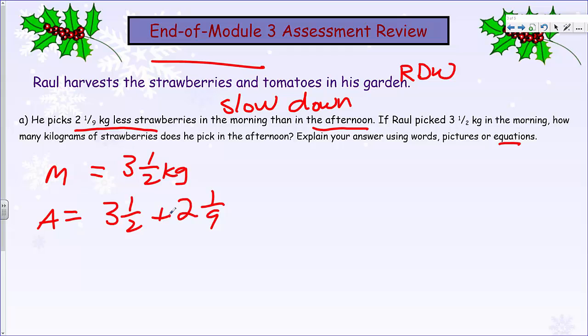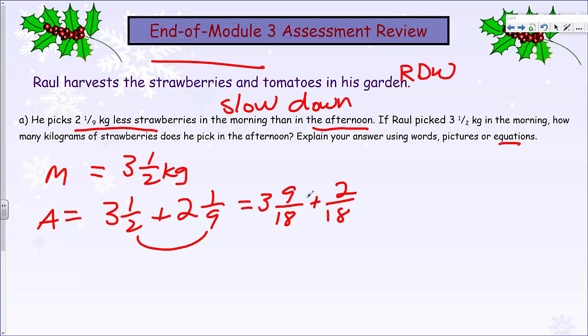Really, 2 1/9 kilograms more. Or, if you will, 2 1/9 less strawberries in the morning than in the afternoon. Just switching the problem around. So let me see what that's going to be then, to see how much he actually picked in the afternoon. That's going to equal, we'll get ourselves a common denominator. I believe you all can see that 18 would be a good one. We're going to be adding. This is going to change that fraction to 9/18, where this one's going to be 2/18.